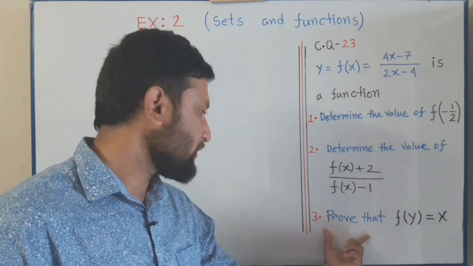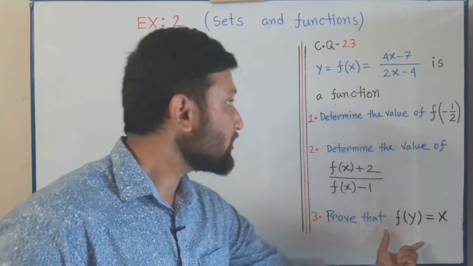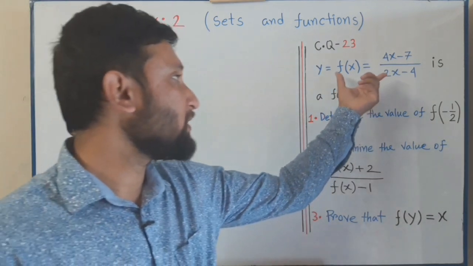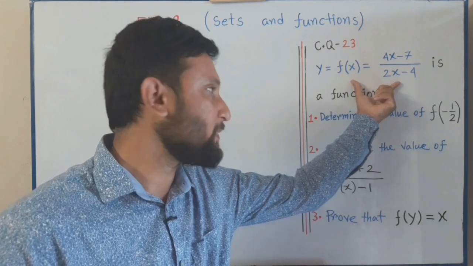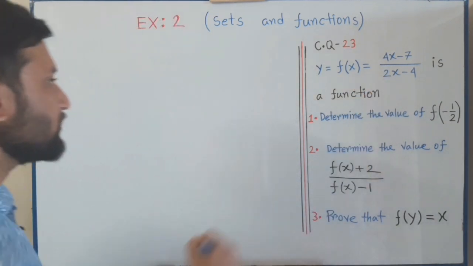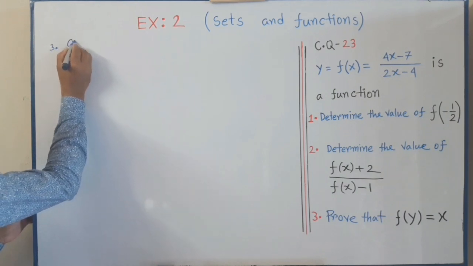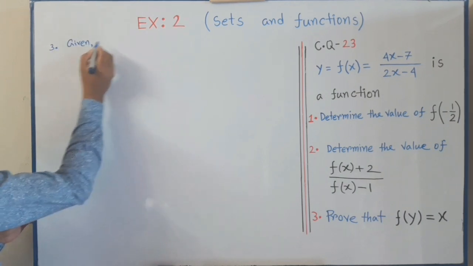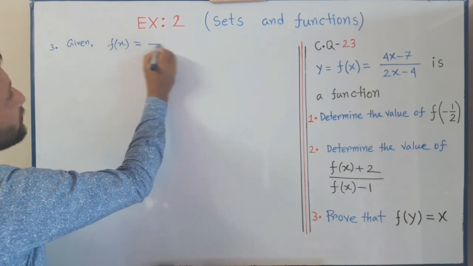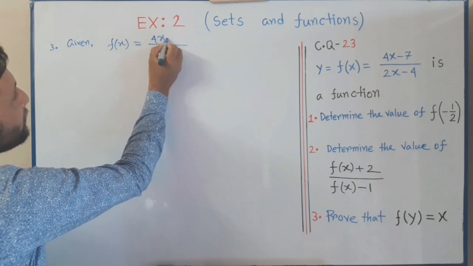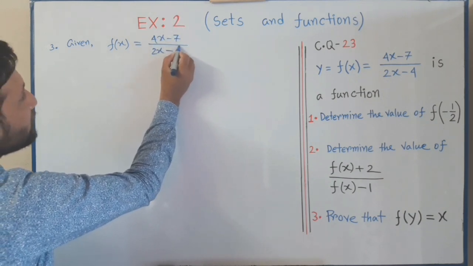Now the third one. The question is prove that f of y equal to x. Okay. So at first write down the given part, the function f of x equal to 4x minus 7 divided by 2x minus 4. Okay. So for the third, at first write down the given function f of x equal to 4x minus 7 divided by 2x minus 4.